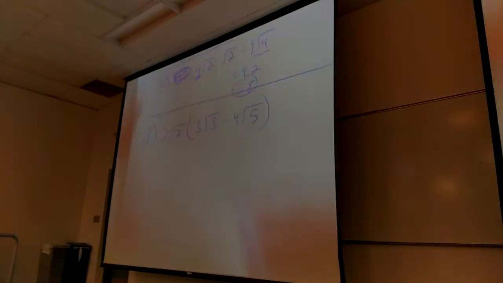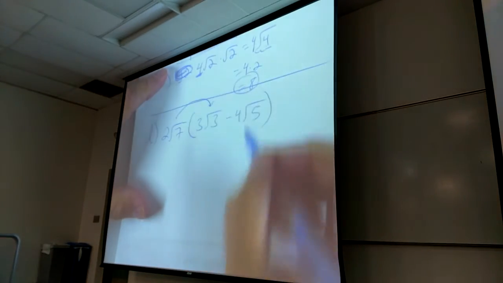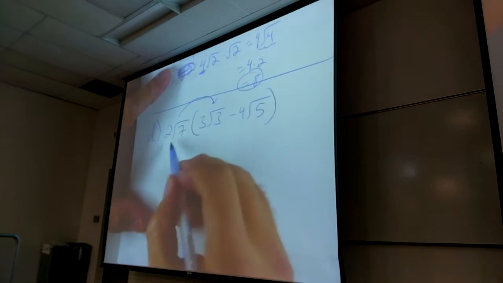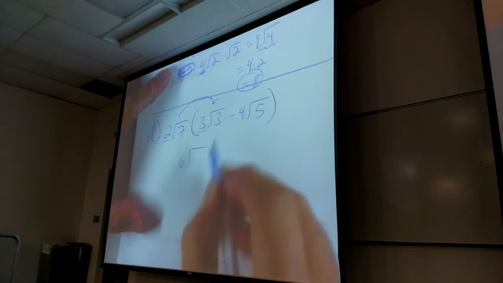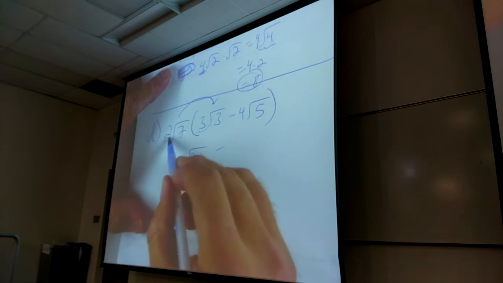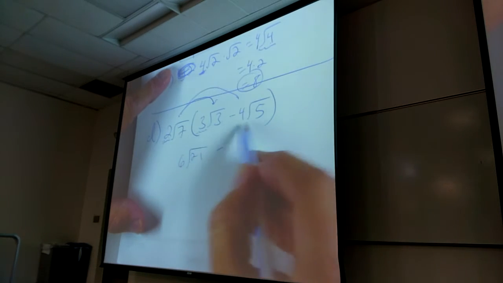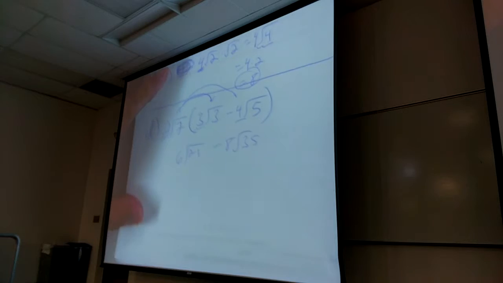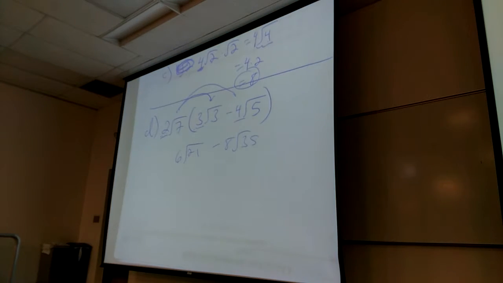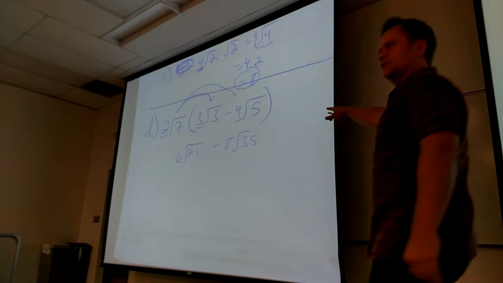What is 2 rad 7 times 3 rad 3? Well, what can I put together? The 2 and the 3 is 6. Rad 21. Then 8, rad 35. Now, please, dear God, why do I know it doesn't make any sense to try to simplify those radicals?